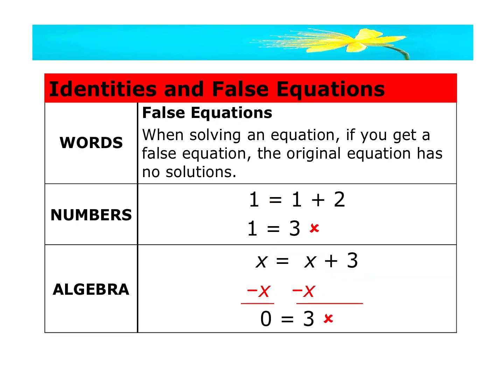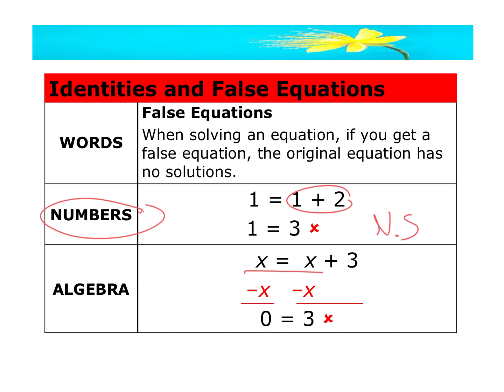Okay, now for this one, these are the false equations. So in words, a false equation is when solving an equation, if you get a false equation, the original equation has no solution. So if you guys see here in numbers, we have 1 is equal to 1 plus 2. So since 1 is never equal to 3, because 1 plus 2 is 3, we can say that it's a no solution. The same thing applies to algebra.